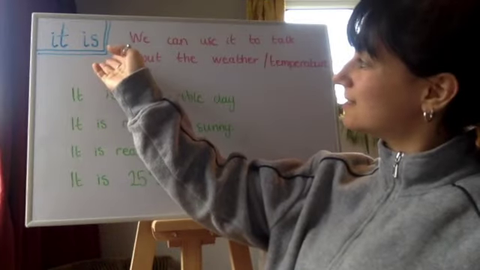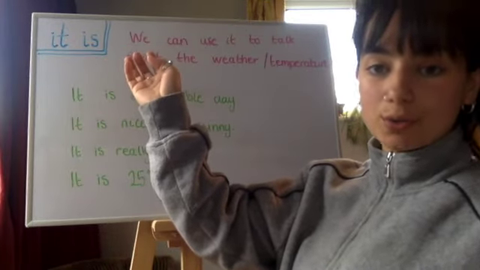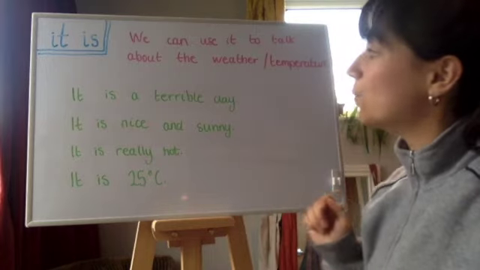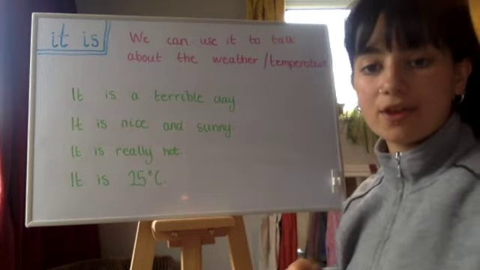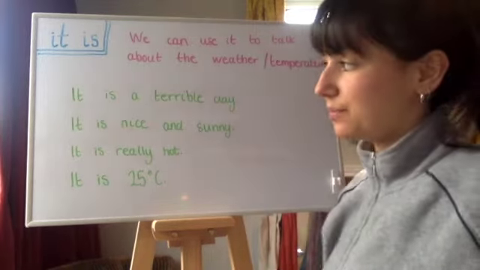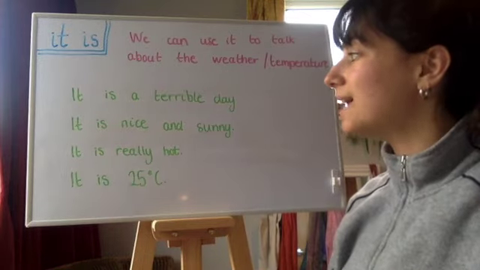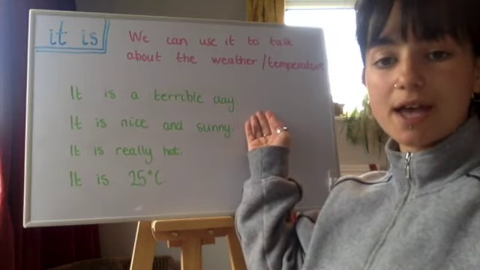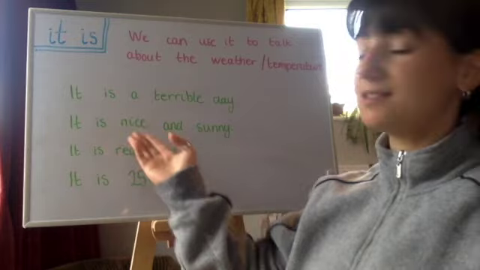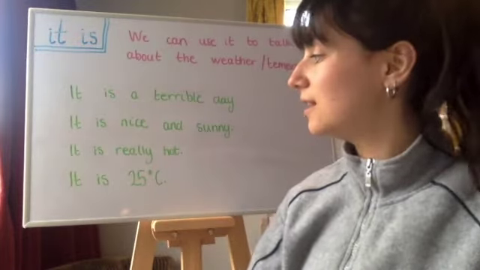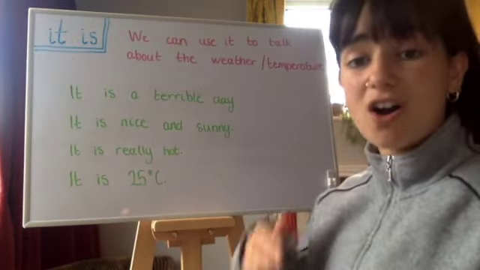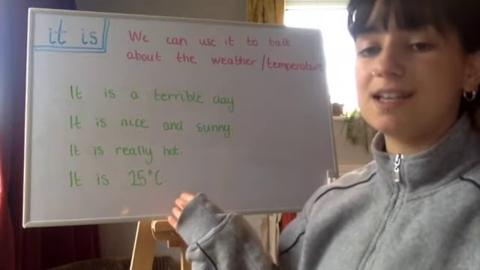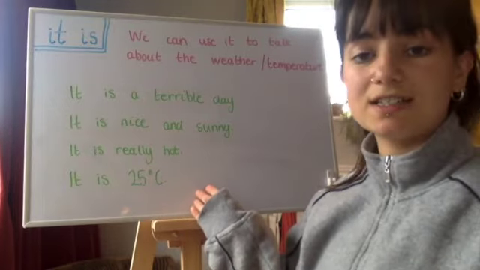It is can also be used when we talk about the weather or the temperature. So it is a terrible day. It is nice and sunny. It is really hot. It is 25 degrees Celsius.